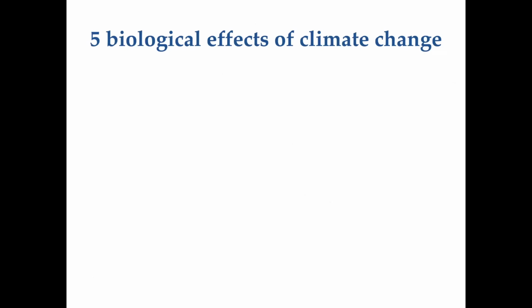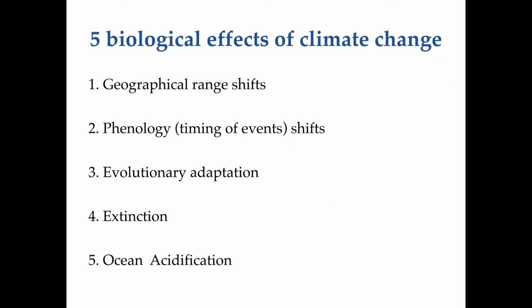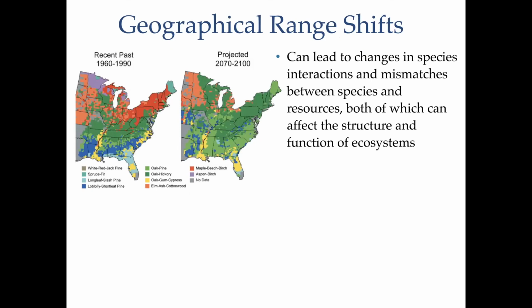We do have five biological effects of climate change, and they affect not only humans but all the other species that occur. We are going to have things like geographical range shifts, phenology, evolutionary adaptation, extinction, and ocean acidification. Let's see if we have a little bit of time to go over those. So range shifts, what does it mean? If we compare those two maps of the US, it shows the species of trees that used to occur in different areas in the past until 1990, and what is projected to occur.